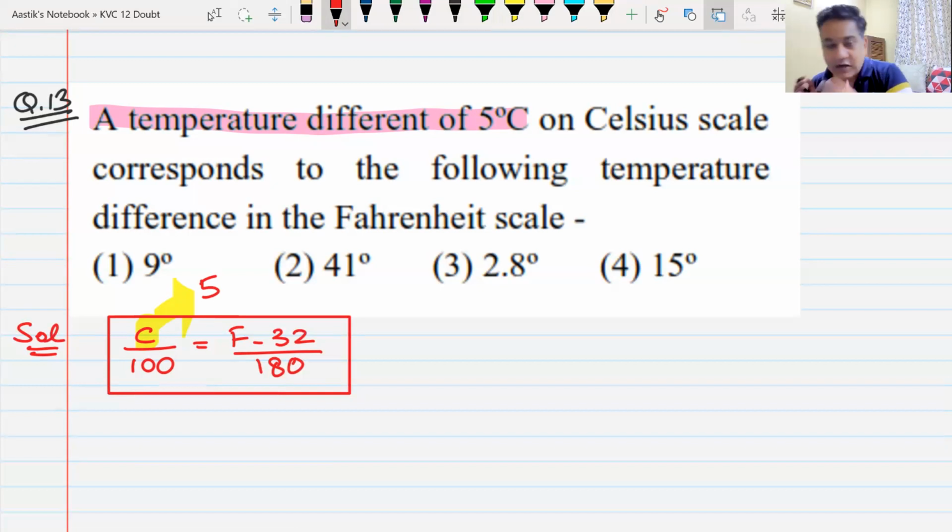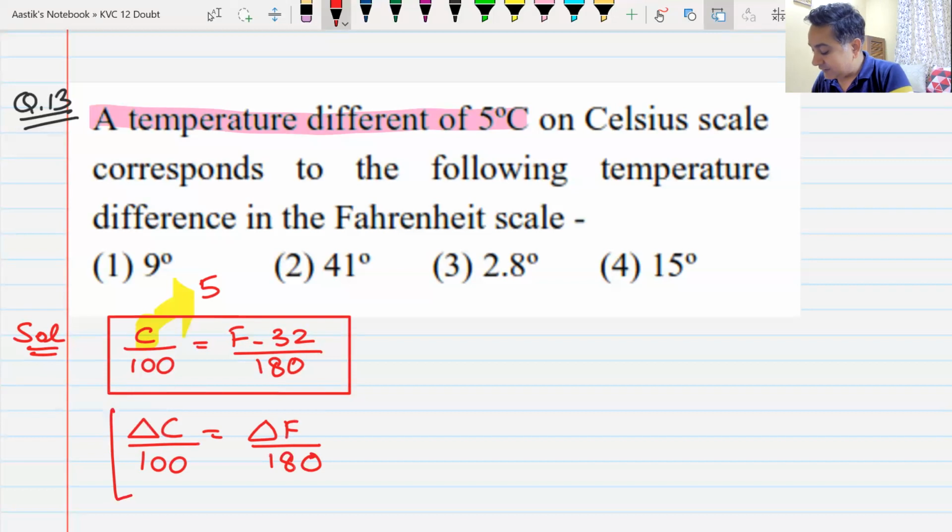How do I create the formula for difference? It is very simple. I have this formula, C by 100 is equal to F minus 32 by 180. I differentiate both sides. You understand differentiation? Yes, sir. Then you are done. Delta C by 100 will be equal to delta F by 180, because the derivative of 32 will be 0. Yes, sir.